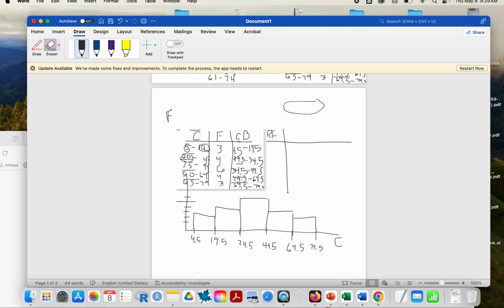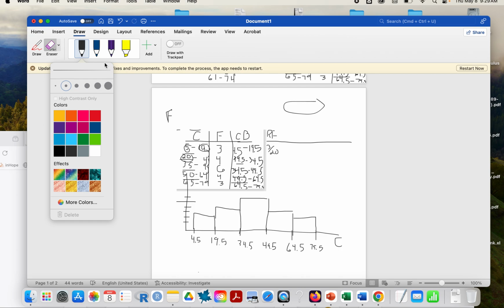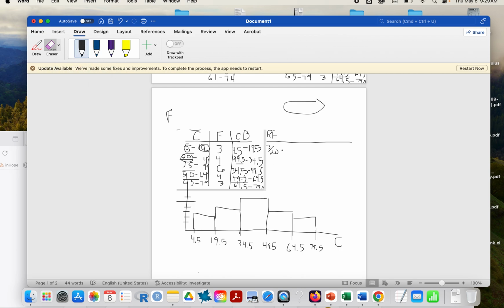So to get the relative frequency, you know we have 20 in total. So this relative frequency is going to be 3 divided by 20. And that's the first one. And I'm seeing I've made it very difficult for me to write in there. So 3 divided by 20 is going to give me 0.15. So the relative frequency is going to be 0.15 here.